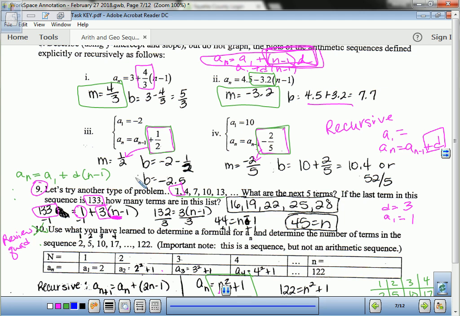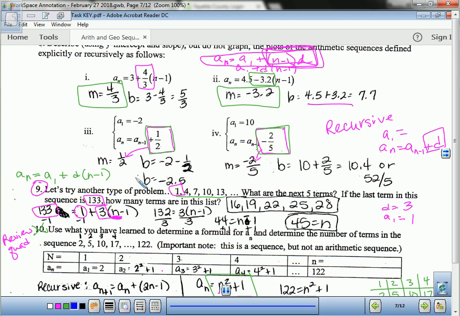All right, now, if the last term in the sequence is 133, how many terms are in this list? This is like the one I just did a minute ago. We are solving for n. They're giving us the last one. That's our a sub n. We plug that in, and we are solving for n. So you should have gotten 45.